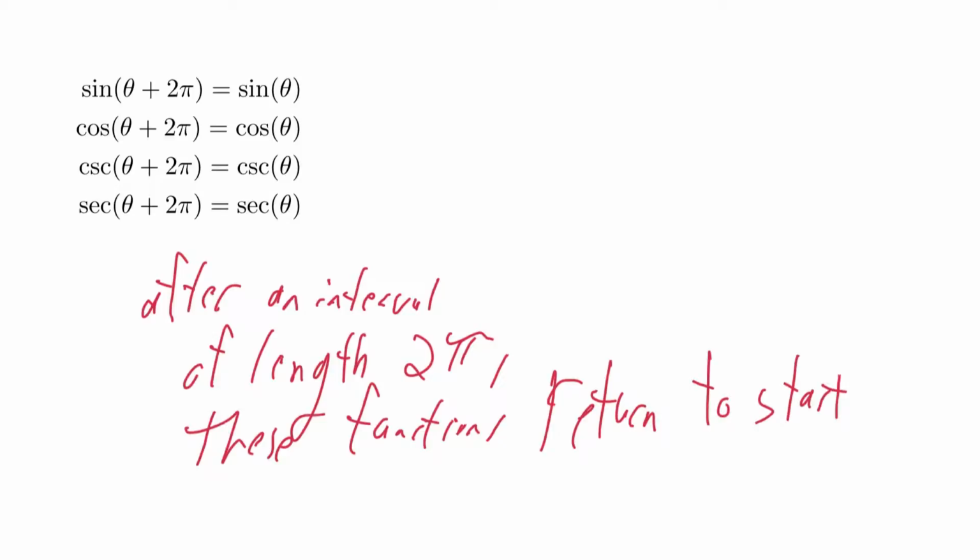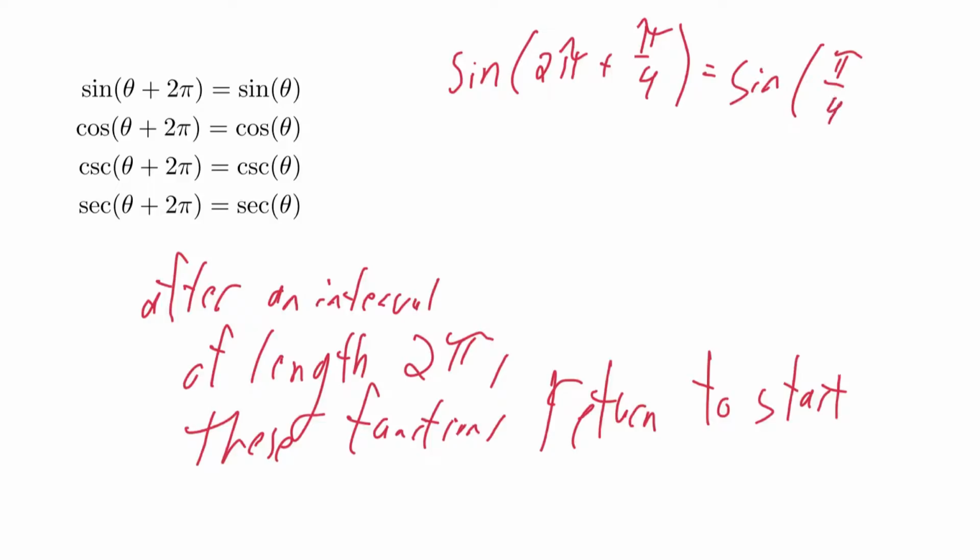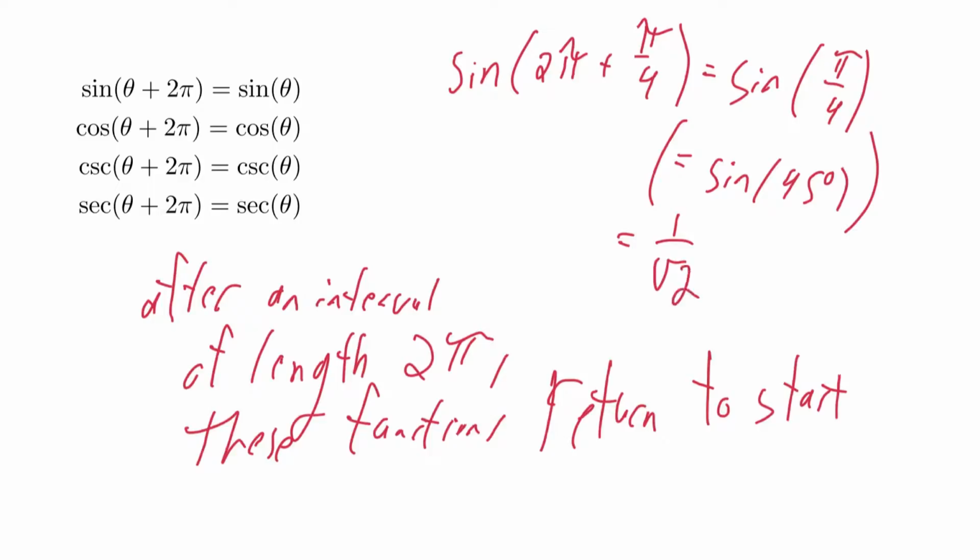So for example, sine of 2 pi plus pi over 4 is equal to sine of pi over 4, which I know to be spiritually the same as sine of 45 degrees, so 1 over square root 2. In general, you want to get to the point where you're comfortable working entirely with radians, that you don't need to convert pi over 4 to 45 degrees, and then remember that sine of 45 degrees is 1 over square root 2. You want to just in your head know that sine of pi over 4 is 1 over square root 2.